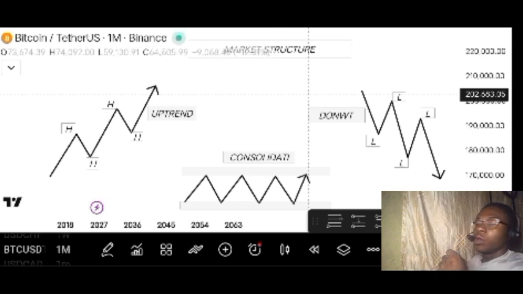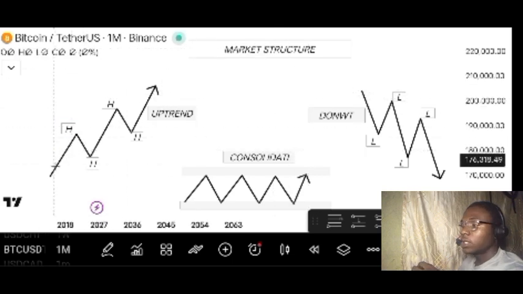So today we have market structure, guys. Market structure, you can see it here. This is the most important part as a trader or as a beginner trader. If you want to be very professional in this trading industry, you must master market structure. It's very important. In market structure, we have three types, guys. We have the uptrend, the downtrend, and the consolidation part in this game.